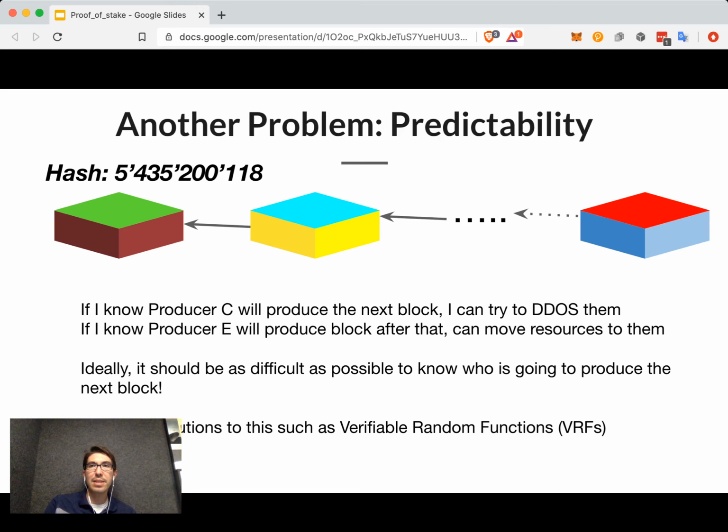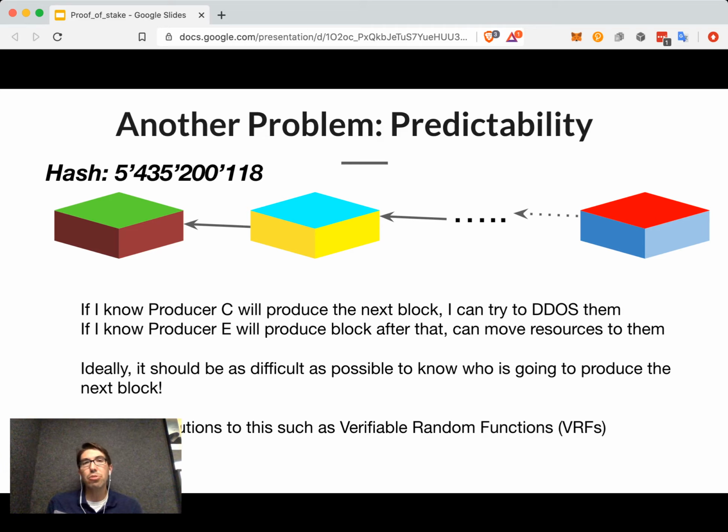However, this brings a separate problem, that of predictability. If I know well ahead of time who is going to produce the next block, then I can try to perhaps kick them offline. And then if I know who's going to produce the block after that, kick them offline, using a denial of service attack or other mechanisms. So ideally, it should be very difficult or potentially impossible, although that's again very difficult when you have all the data on chain, to know who's going to produce the next block.